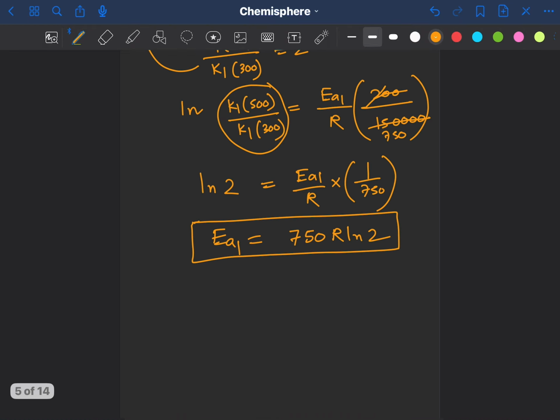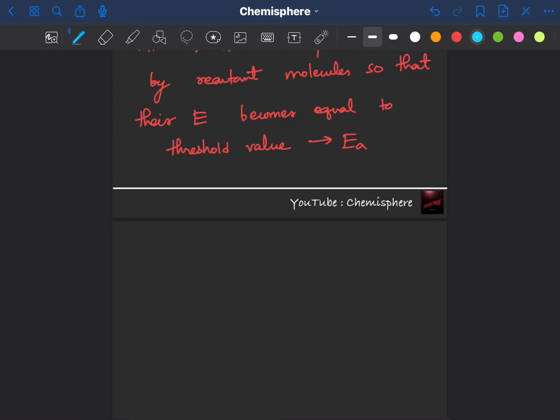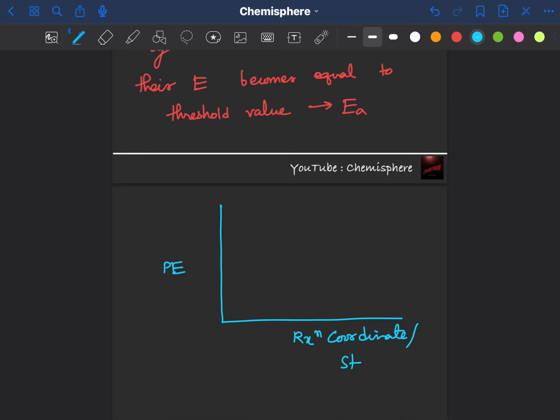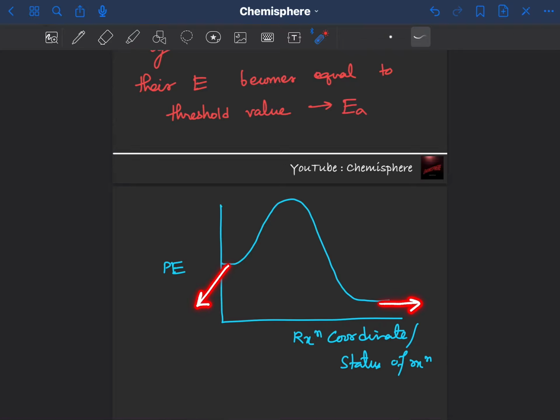Okay, so understand this. Let us draw a graph for a reaction. Potential energy on the y-axis, and reaction coordinate, which tells us about the status of the reaction. By status of the reaction we mean whether it is reactants or products, or a mixture of reactants and products. Any reaction goes in this fashion, and this is the reactants and this is the products. So this is one kind of reaction. Let's say this is the reactants, this is a product, right?